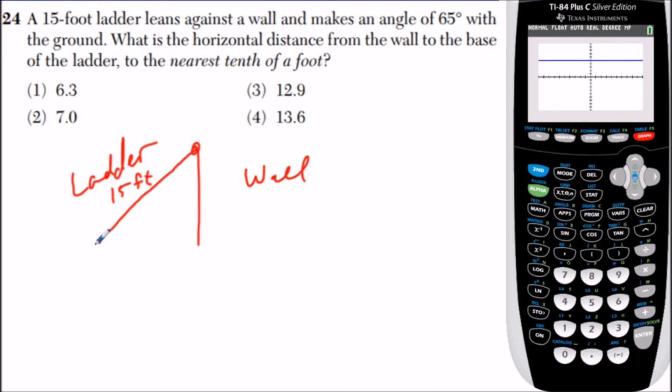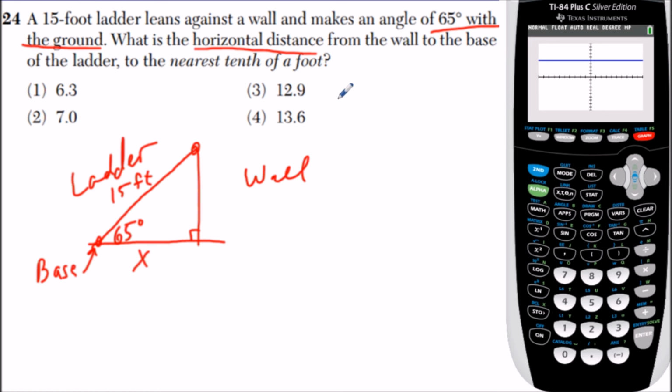And the ground is the horizontal segment. They're telling us the ladder makes an angle of 65 degrees with the ground. So if the ground is here and the ladder is here, the 65-degree angle is here. The 65-degree angle would go here if they said the angle the ladder makes with the wall, but they said the ladder and the ground, so that's where 65 goes. And we want to know the horizontal distance from the wall to the base of the ladder. The base just means bottom, so we're solving for this distance x.